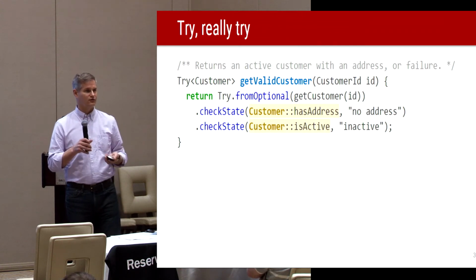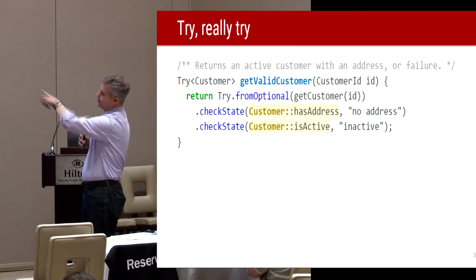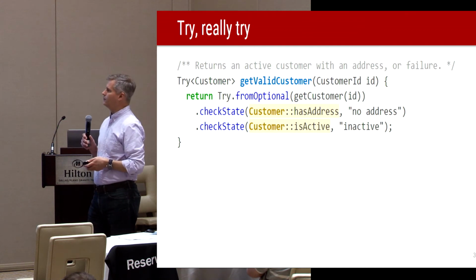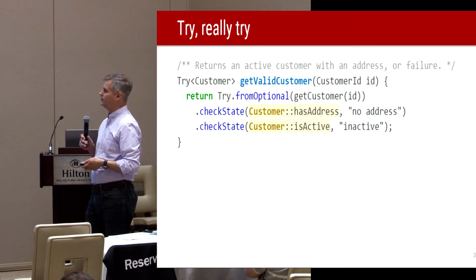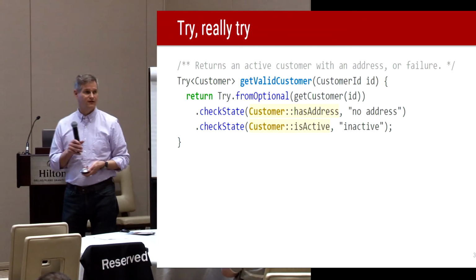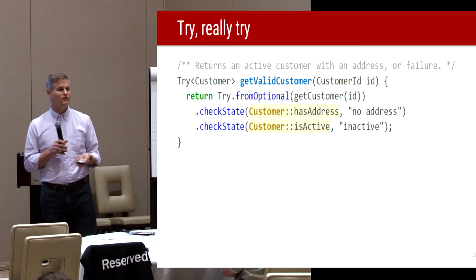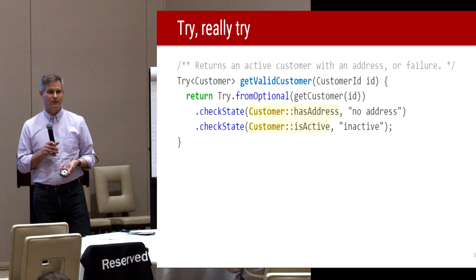I mean, once you get your brain around the idea of how tries and optionals work. But for the most part, you're looking at this thing, you're going, okay, try from an optional of getting a customer. I'm going to check state that the customer has an address. I'm going to check the state that the customer is active. Okay? It almost reads like the way you would explain it to somebody.